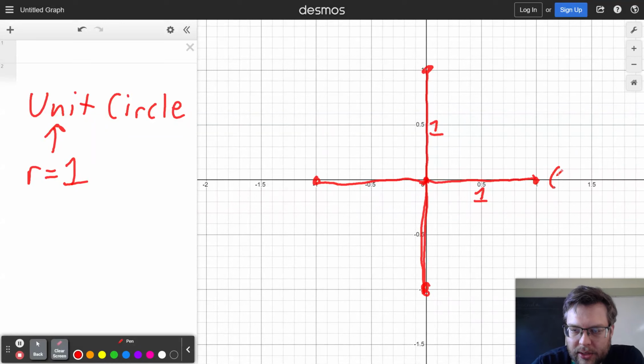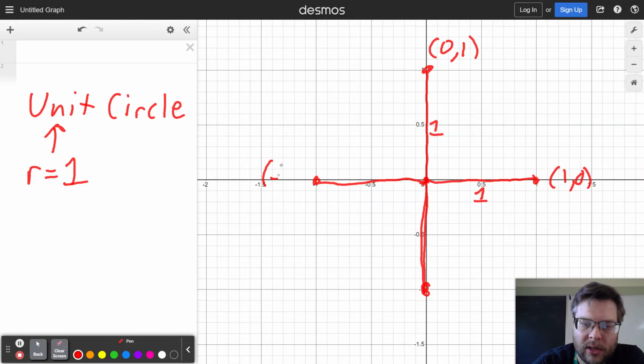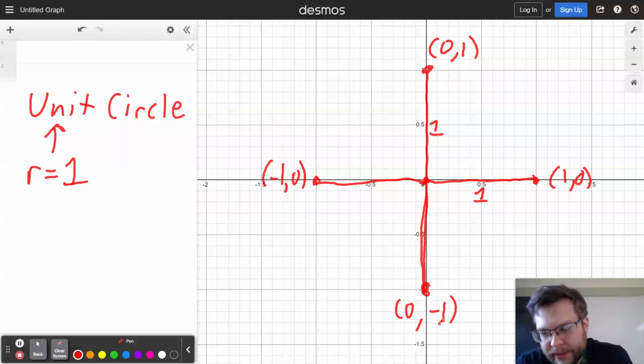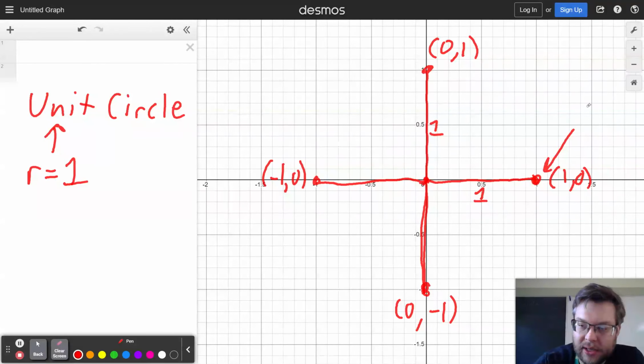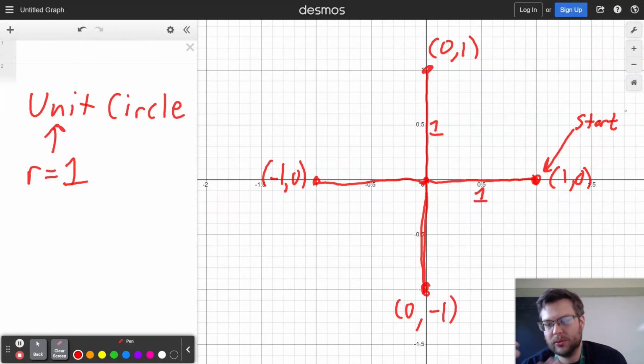And we can even label those points 1 comma 0, 0 comma 1, negative 1 comma 0, and 0 comma negative 1. Now, obviously, a circle doesn't really have a starting point or an ending point. So mathematicians just decided that we should start right here. This point right here is the start. Any point could technically be the start, so we're just making an agreement. We're going to start at positive 1 comma 0. It kind of makes sense as a starting point because it's the place that has an x value of 1. And that's as good of a starting point as any.